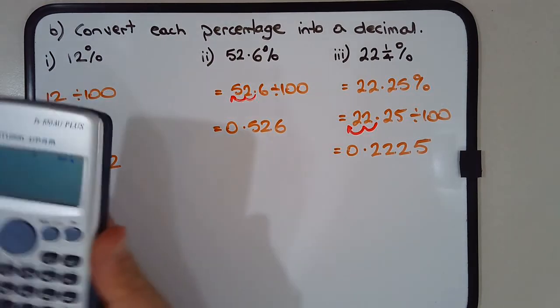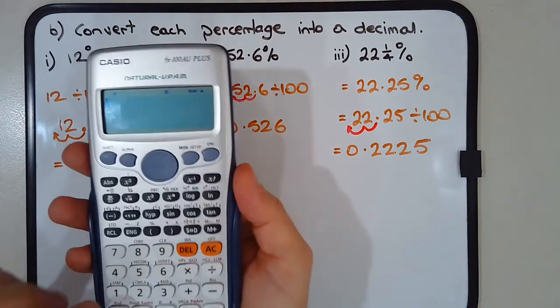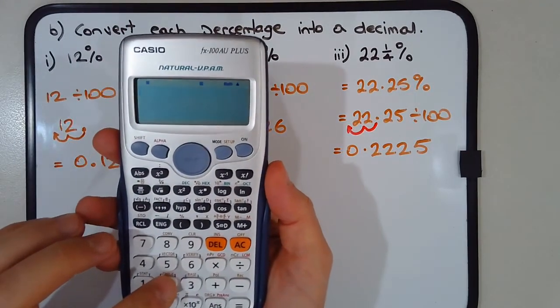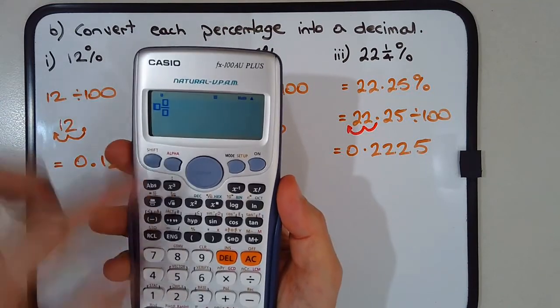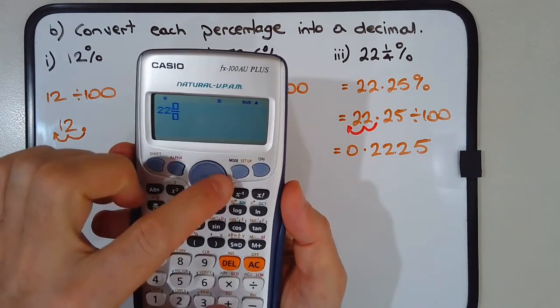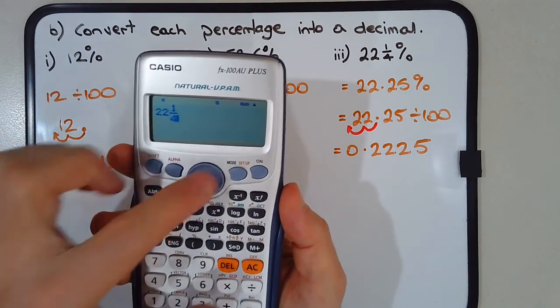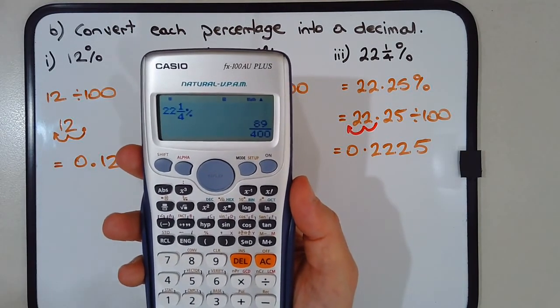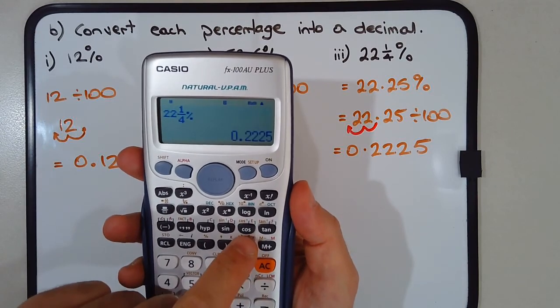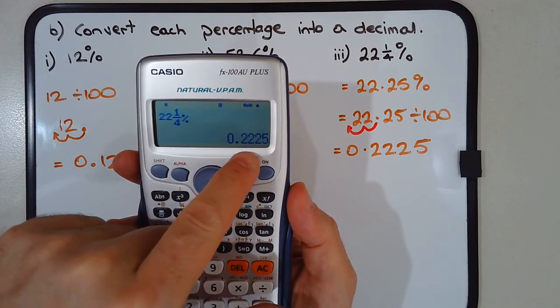Again, just using the calculator, if you wanted to convert that into a decimal, you can just type it in directly. Shift fraction, 3 squares appear. 22.25%. We'll just type that in, press equals, press the SD button. 0.2225.